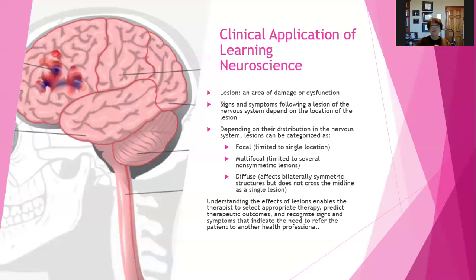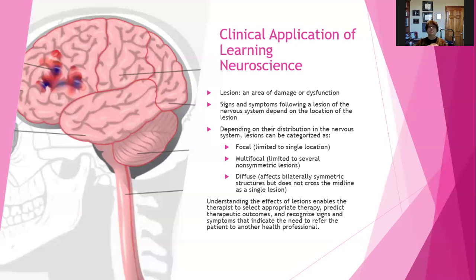So depending on the distribution in the nervous system, lesions can be categorized as focal, which is limited to a single location. An example of that would be carpal tunnel syndrome. It's nerve compression. It's focal. It's limited to a single location. Multifocal is limited to several non-symmetric lesions. I picture a car accident or a motorcycle accident where a lot of stuff happens to you, and so you have a lot of different non-symmetric lesions.